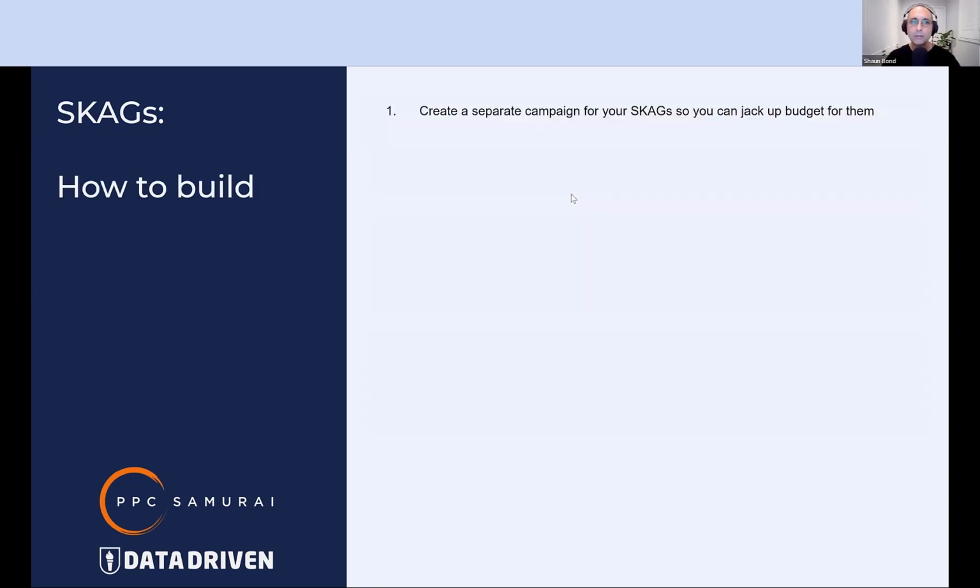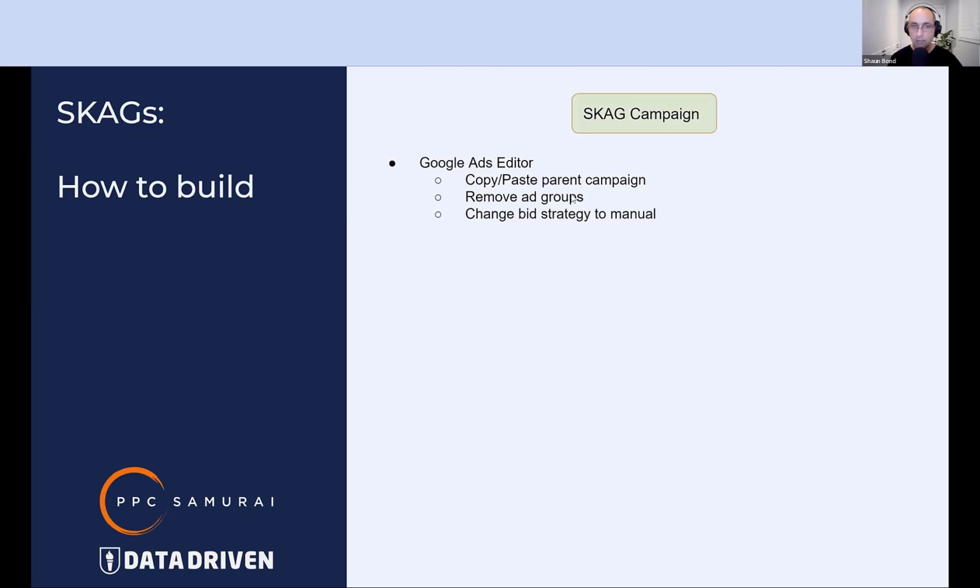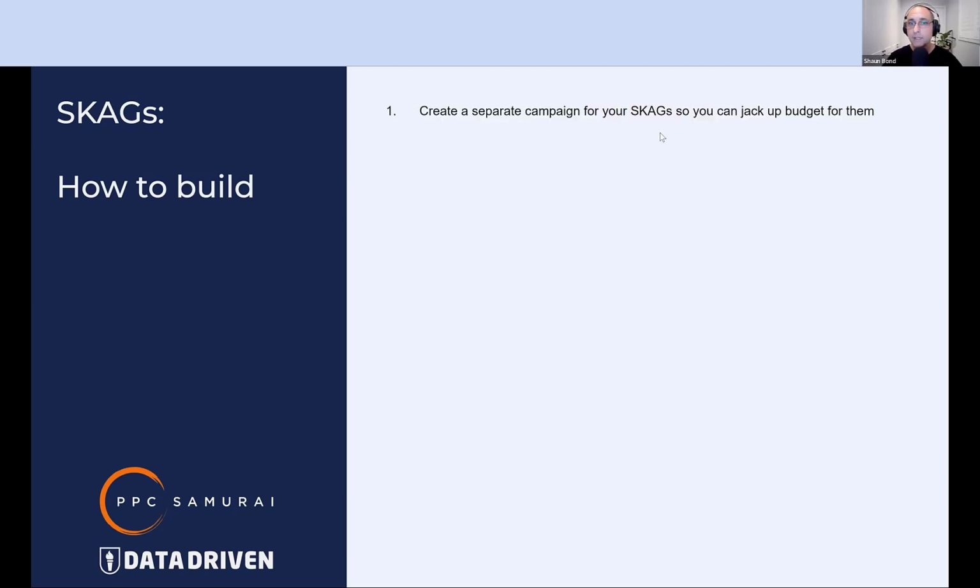So we look at how to build our single keyword ad groups. The very first thing we need to do is to create a separate campaign for your single keyword ad group. And the reason for that is it's not one campaign per ad group, it's one campaign for your single keyword ad groups. So you might have a bunch of single keyword ad groups in this one campaign. And the reason for that generally is that you will want budget allocated to them as a priority.